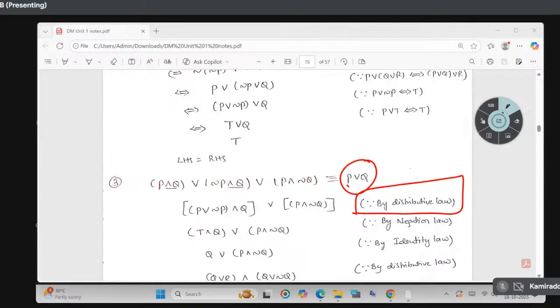It is available in your notes. If you are available, just tell me what is distributive law. Are you having distributive law with the help of 3 variables or 2 variables? 3 variables. Okay, fine. Tell me what you are having in distributive law. P or (Q and R) implies (P or Q) and (P or R).